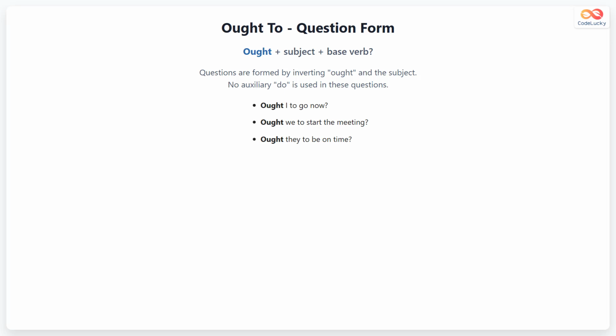Questions with ought to move ought before the subject. Ought plus subject plus base verb. Ought I to go now asks if leaving is the right choice. Ought we to start the meeting seeks confirmation about timing. Ought they to be on time questions if punctuality is expected. Notice we never use do, does, or did with ought to questions.